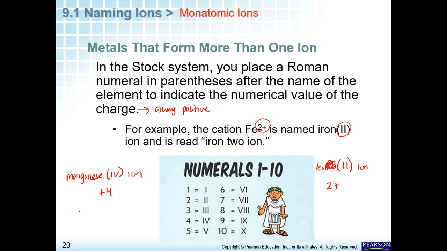If I look at other examples, if I give you, let's say, Sn, you should be able to look at your periodic table and see that Sn is tin. The Roman numeral will be 4 because you're given the number, followed by ion. If I gave you Cu, you should be able to look at your periodic table and say that this is copper. It's on my list, so it becomes a copper(I) ion.